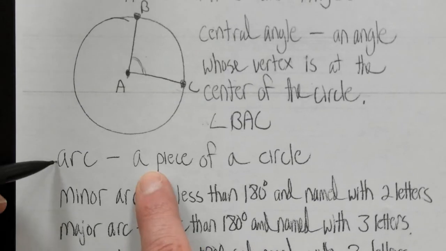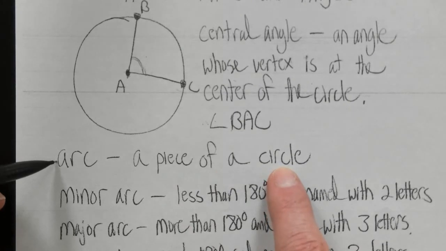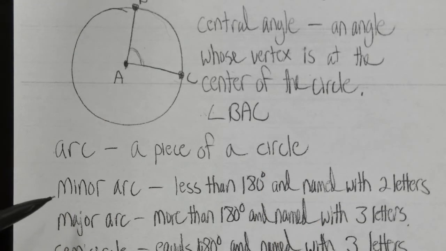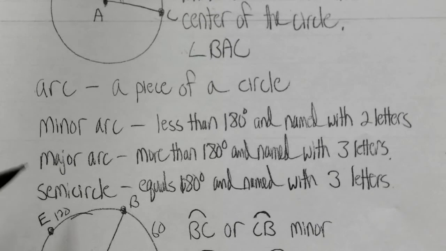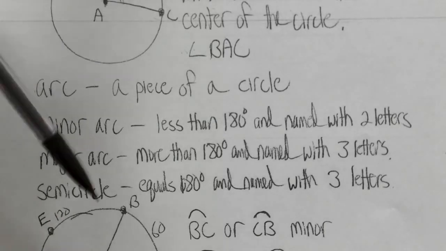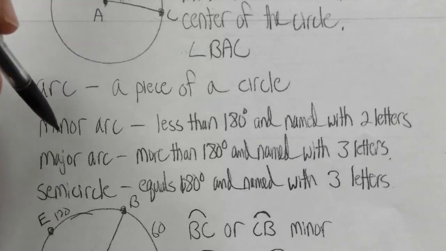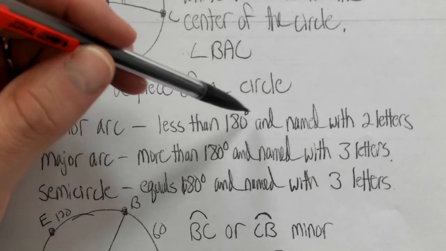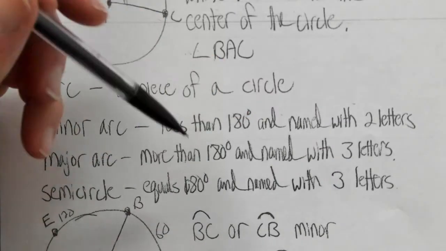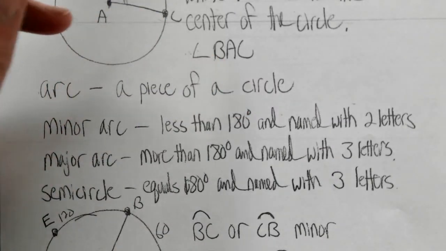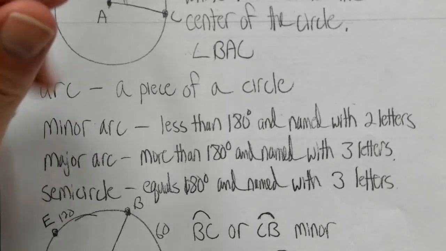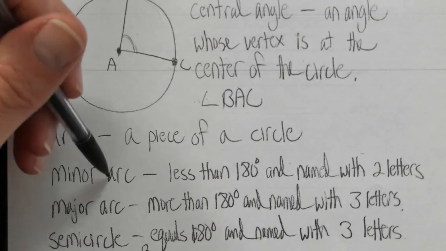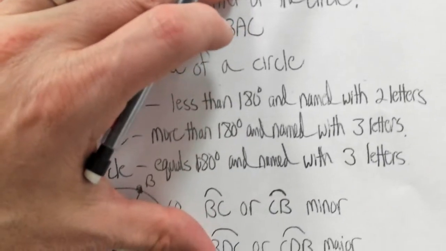An arc is a piece of a circle. Kind of like a segment is a piece of a line, an arc is a piece of a circle. Now, we have different types of arcs, so we're going to spend the next few minutes making sure we understand the different types of arcs that a circle has. A minor arc is an arc that's less than 180 degrees, and it's named with two letters. We'll go through all of these, and then I'll give you some examples.